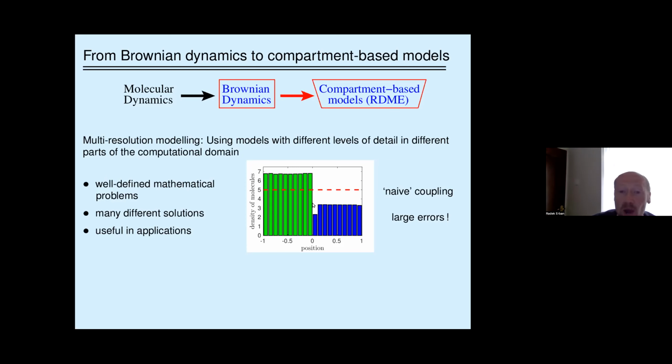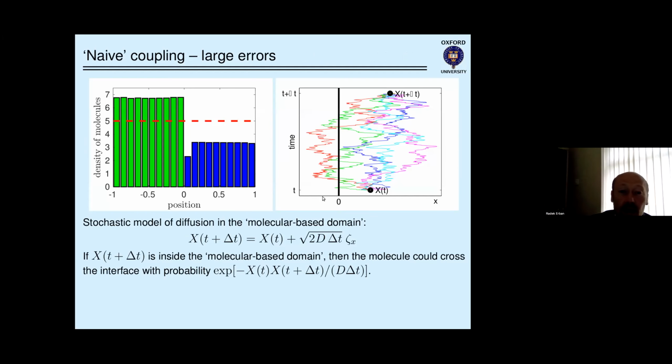So let me explain why this can happen if you just glue two computer codes together without doing anything in addition to it. That's what I'm showing on this picture. So this is my undesirable result. I would like just a constant homogeneous profile for the diffusion of molecules. In my simulation, I have this artificial interface, and I'm simulating Brownian motion.